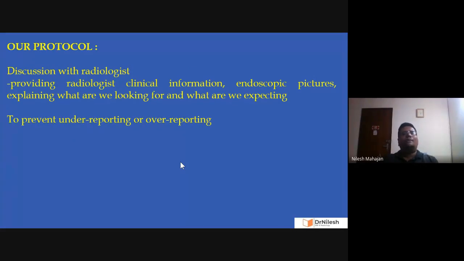So what is our protocol? We always discuss the case with radiologists. Radiologists need to see scans of the entire body, from the head to the great toe, so many structures. For them, our ear part is a very small part, and it is complicated for them too because it is such a small structure. Daily they will be doing scans of various structures like liver, abdomen, pelvis, lower limb, joints, so many things.